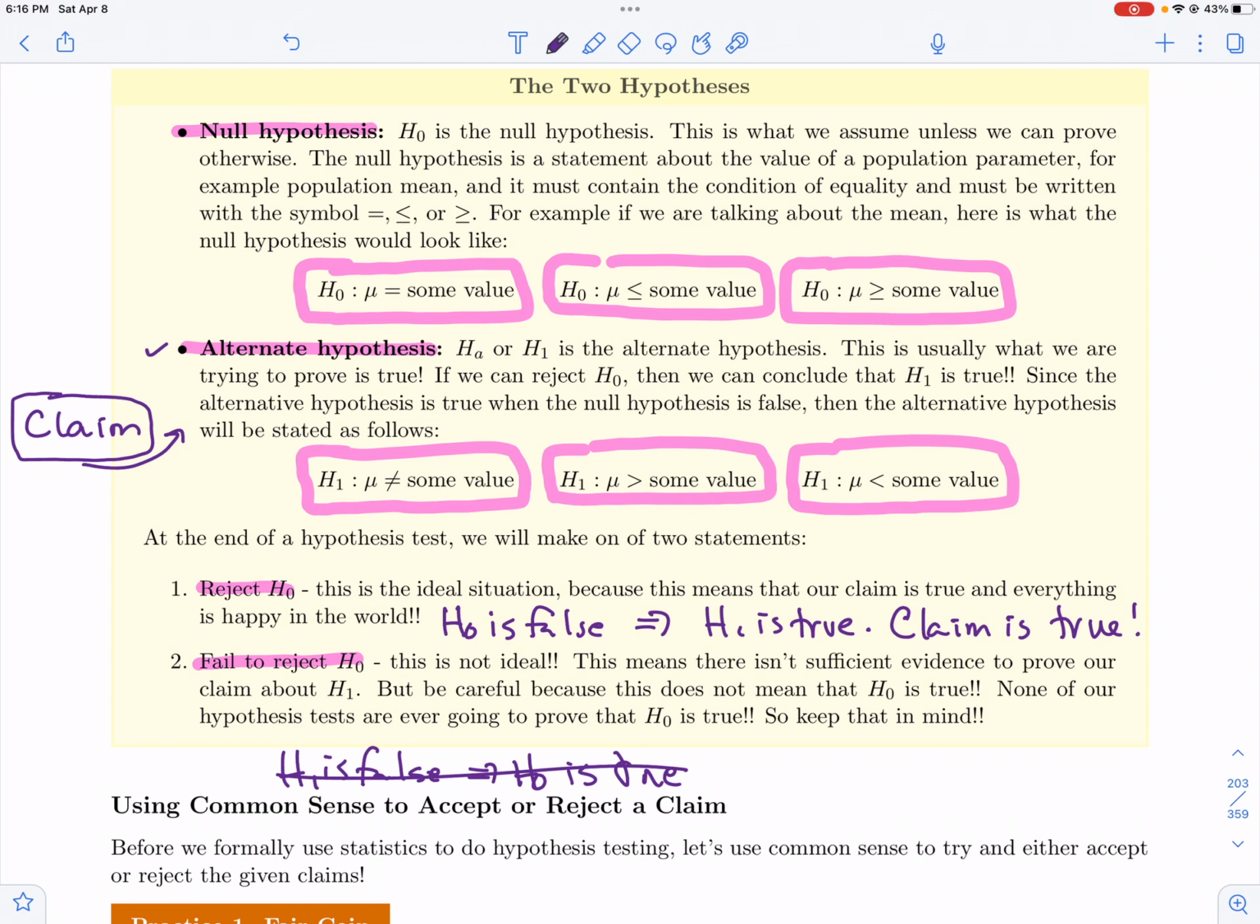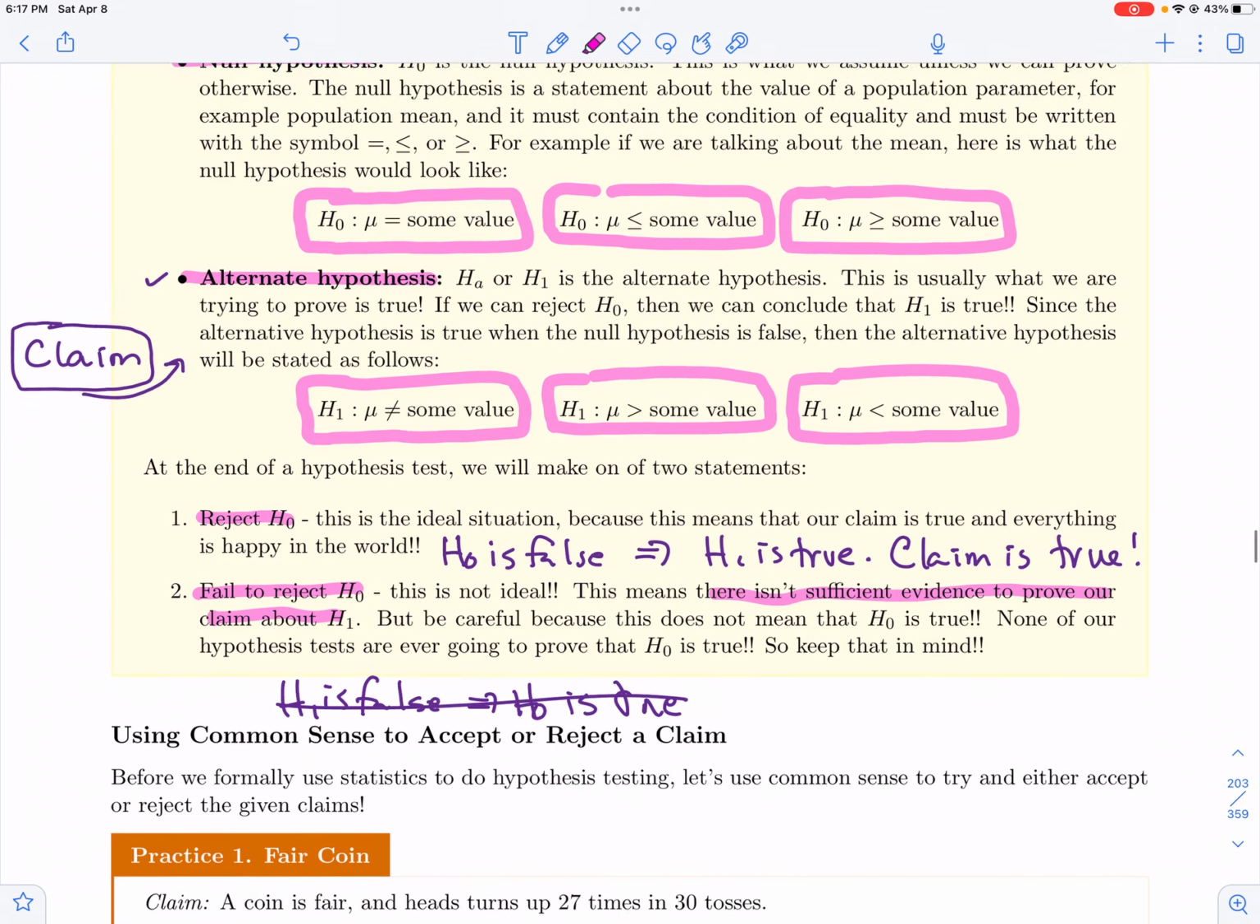Unfortunately there's no test that we can do that's ever going to show that H naught is true. So the best thing that can happen if we say that we fail to reject H naught is this just means that there isn't sufficient evidence to prove our claim about H1. Maybe something was wrong with our sample, maybe something was wrong with our claim, but either way, we never can prove that H naught is true. So we can prove H1 is true, but we can't necessarily prove that H naught is true.